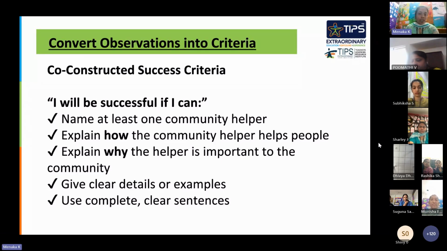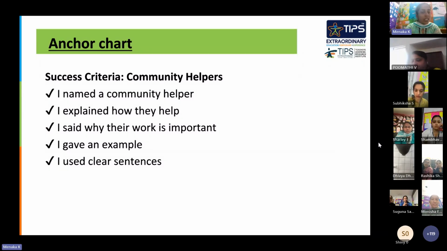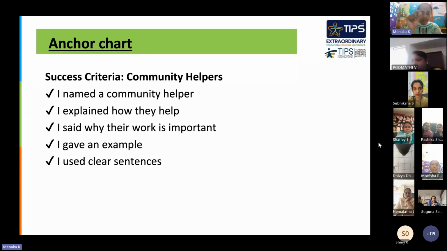Once they co-construct the success criteria, they have to convert this into a checklist. So my anchor chart would be the success criteria for community helpers, with I can statements. All these things should be visible to the children once you start the lesson. The learning intention would be on the top of the board, and once you co-create your success criteria, all the points you have mentioned should be visible to the children when they start working on their own piece of work.